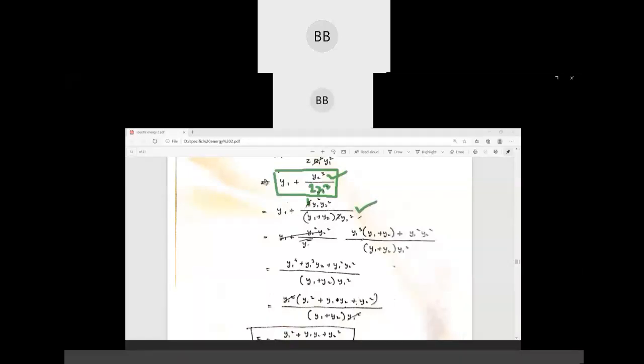Then you again take LCM and you find out the expression. This will be y1 square multiplied by y1, it will be y1 cube, and then we have this also multiplied by y1 plus y2. Plus y1 square y2 square divided by y1 plus y2 into y1 square. Then if you expand this bracket, it will be y1 to the power 4 plus y1 cube y2 plus y1 square y2 square. And in the denominator, y1 plus y2 into y1 square.